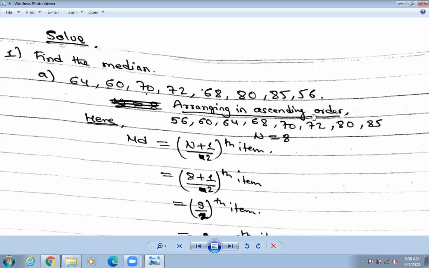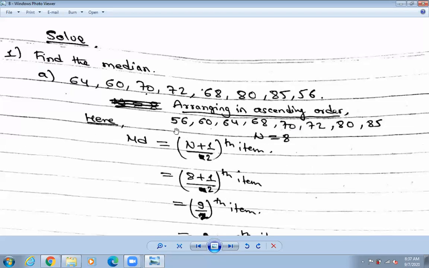Okay, so what comes first? Which one is the smallest? 56. Then after 56, what is the smallest? 60. Okay, then 64, then 68, then 70, then 72, then 80, and after that 85. And count whether the numbers are same or not. Count the numbers 1, 2, 3, 4, 5, 6, 7, 8. So here also it must be 8 numbers.